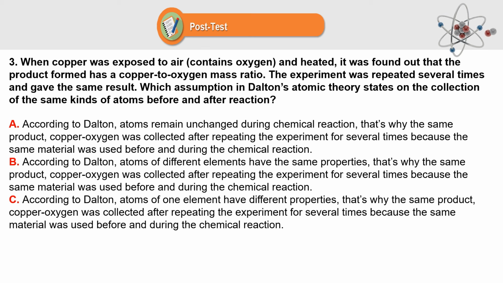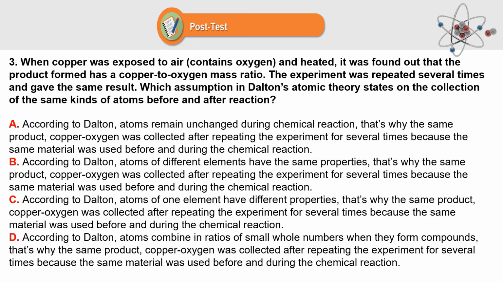Letter C. According to Dalton, atoms of one element have different properties. Letter D. According to Dalton, atoms combine in ratios of small whole numbers when they form compounds. Each option is followed by the same explanation: that's why the same product, copper-oxygen, was collected after repeating the experiment several times, because the same material was used before and during the chemical reaction.